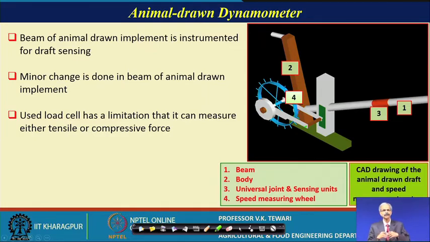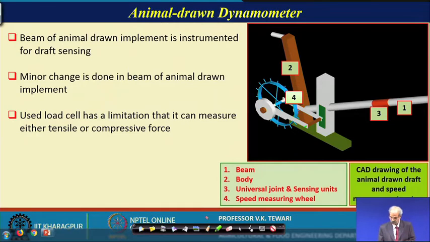While we developed this, we also wanted to know how to measure the draft for animal drawn equipment. It is worth knowing about animal drawn equipment, and even the manual drawn ones as well. In animal drawn equipment, where do we keep these dynamometers? For that also we have used a similar concept. This is the CAD drawing of the animal drawn draft and speed equipment here.